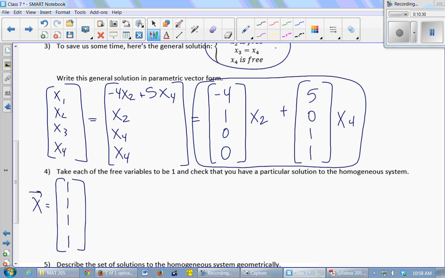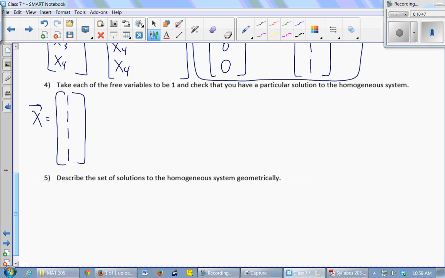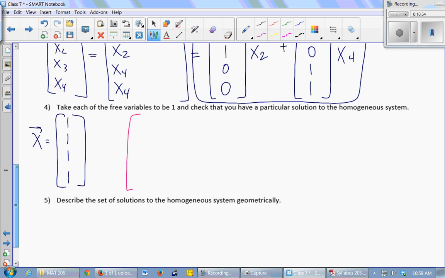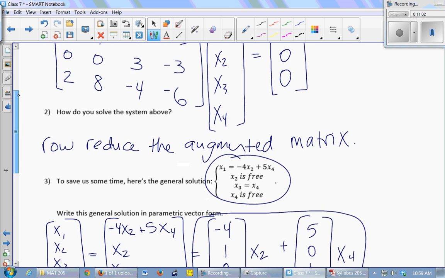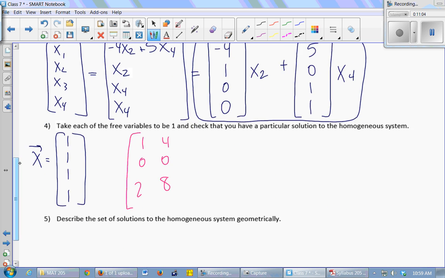If I pick some weights, because these two variables are free, I can make them anything I want. So I just picked an easy one, 1, and I got one particular solution to my homogeneous system. There are infinite solutions, because I can put in any numbers for x2 and x4 I want. This is one particular solution, and I want to check that it's a particular solution. So that means I need to check that my coefficient matrix, 1, 0, 2, 4, 0, 8, -2, 3, -4.